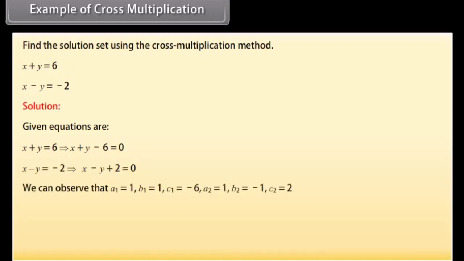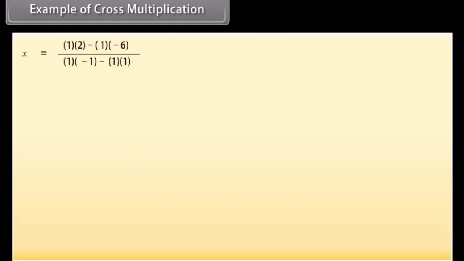We can observe that a1 = 1, b1 = 1, c1 = -6, a2 = 1, b2 = -1, c2 = 2. The solution for x is given by x = (b1 c2 - b2 c1) / (a1 b2 - a2 b1). Now by substituting the values we get x = (1 × 2 - (-1)(-6)) / (1 × (-1) - 1 × 1). By calculating we get x = 2.